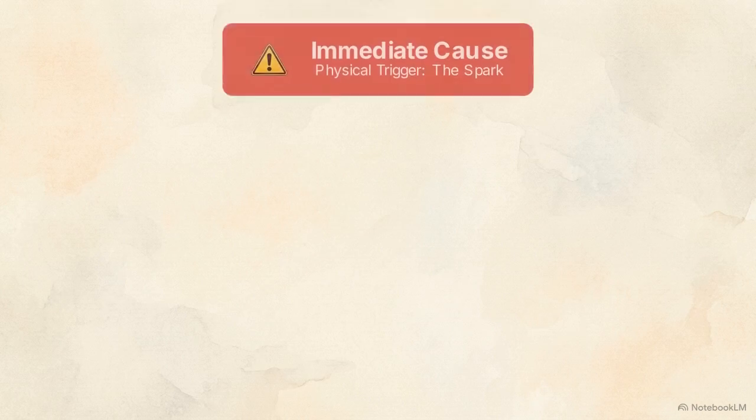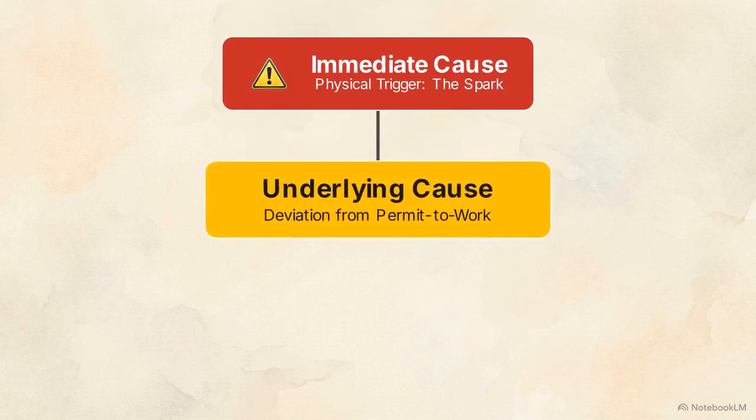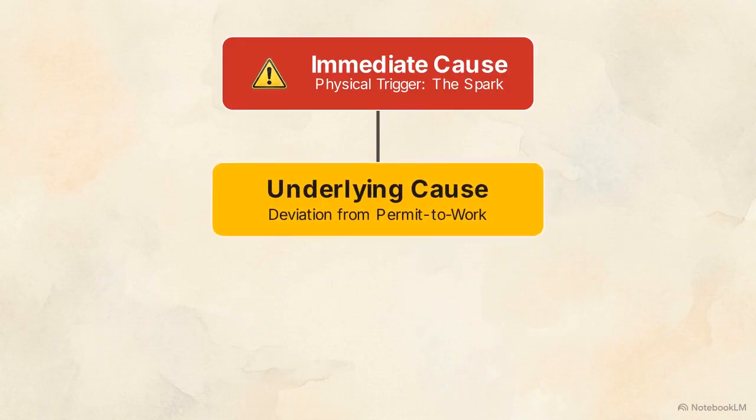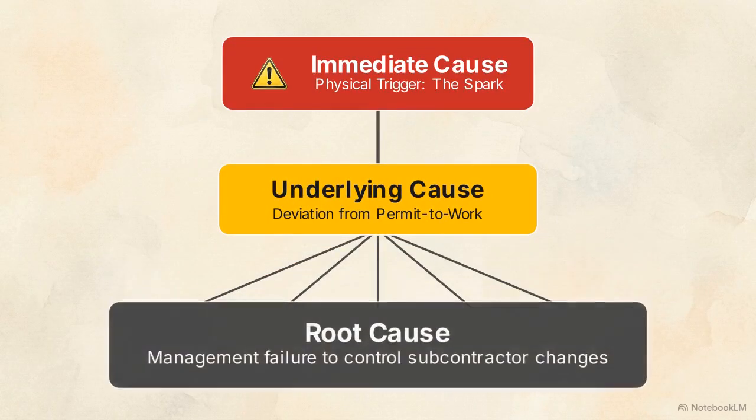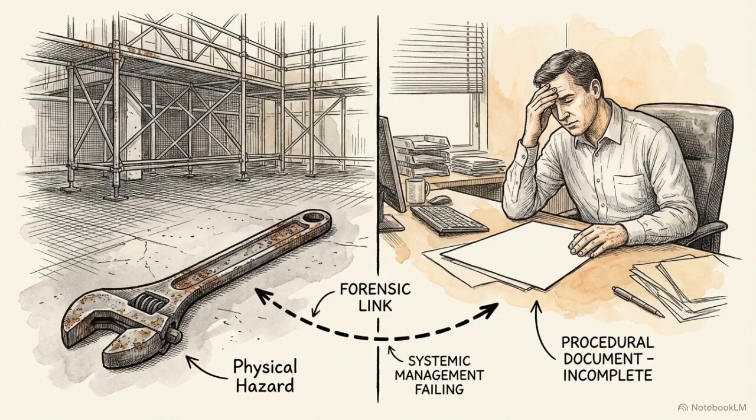This root cause tree maps the deeper failures. The underlying cause is the condition that allowed the spark, the deviation from the permit to work. The deep root cause is the management failure to control subcontractor changes. Examiners look for candidates who can trace a physical accident back to the systemic failings in management culture and control systems.